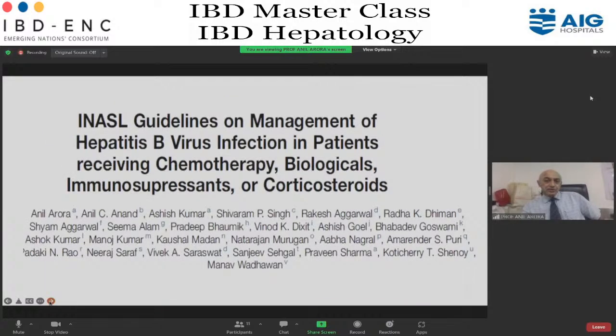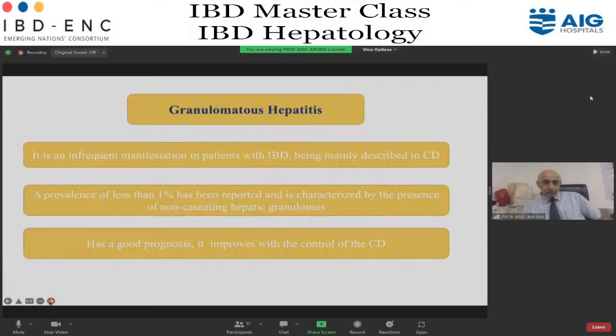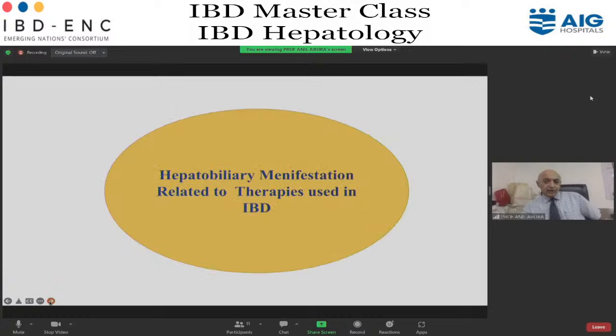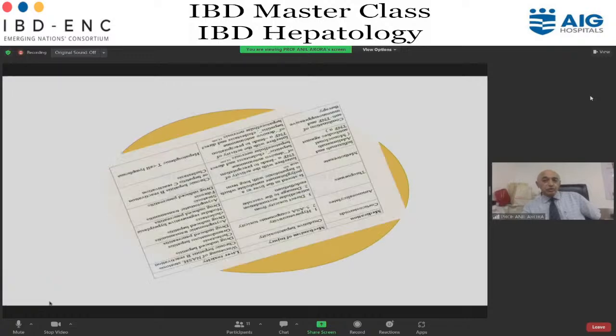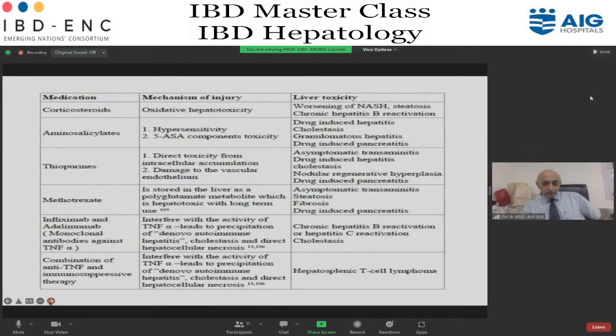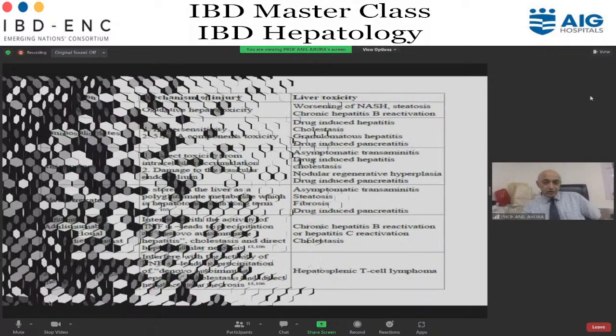We in fact published these guidelines. Kaushal was a part of this guideline process in which we published the indications for using antivirals in patients who are immunosuppressed. This was not meant for IBD alone. It was across the board for patients who are given immunosuppressives for any reason. Granulomatous hepatitis is an uncommon manifestation, and there may be problems related to drug usage. A large number of the drugs used in ulcerative colitis can cause inflammation in the liver, because of direct toxicity or because of idiosyncrasy.